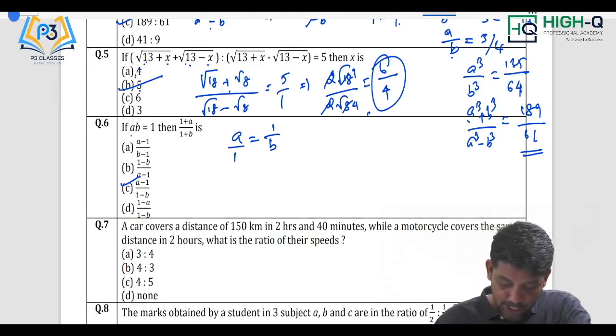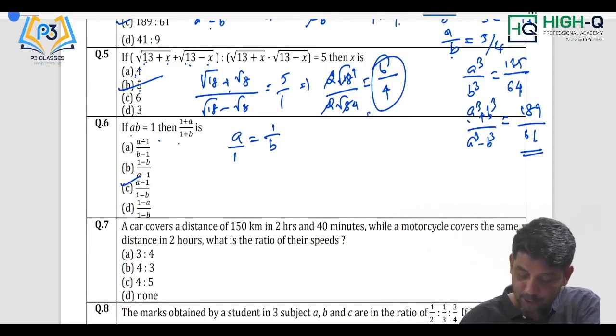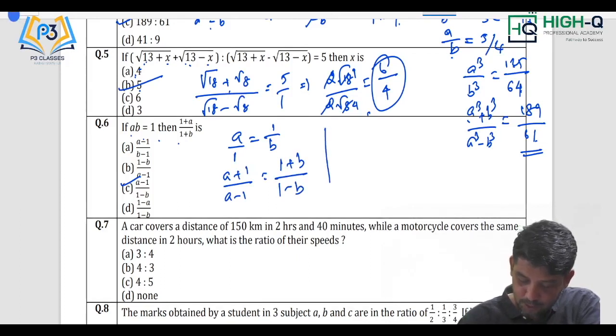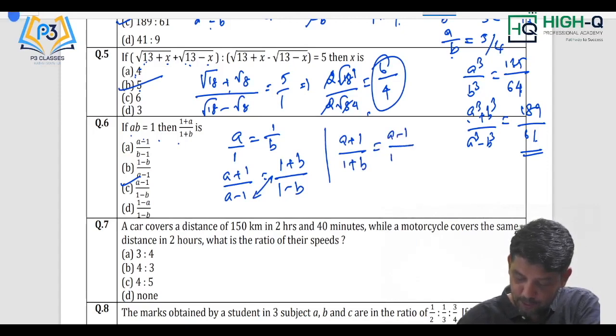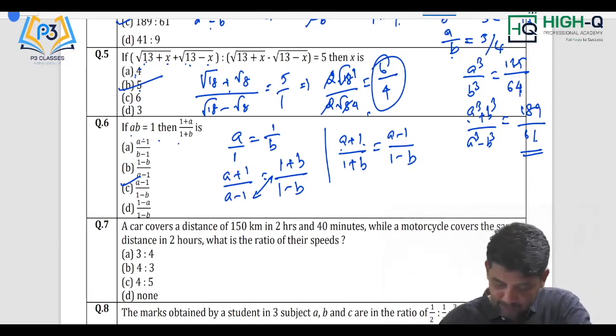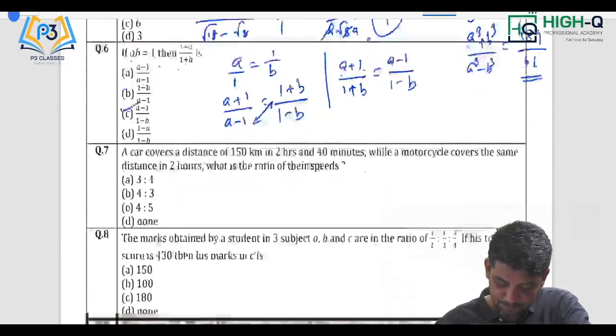Okay. ab is equal to 1. The question is 1 plus a by 1 plus b. So the left hand side will be 1 plus a and 1 plus b. So apply componendo dividendo here. What are you going to get? a plus 1 by a minus 1 is equal to 1 plus b by 1 minus b. Now, alternando. What are you going to get? a plus 1 by 1 plus b is equal to a minus 1 by 1 minus b. a plus 1 and 1 plus a are one and the same. So directly we can take this, my dear. Therefore, our option is C.